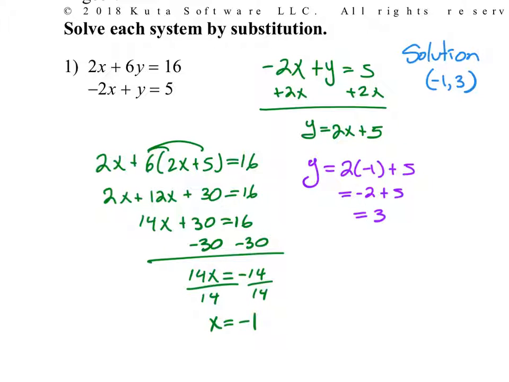How can I check my work? I can plug this solution into the other equation, the one that I used to substitute. So I have 2 times negative 1 plus 6 times 3 has to equal 16. Negative 2 plus 18 equals 16, and 16 equals 16. So that means that this is my solution.